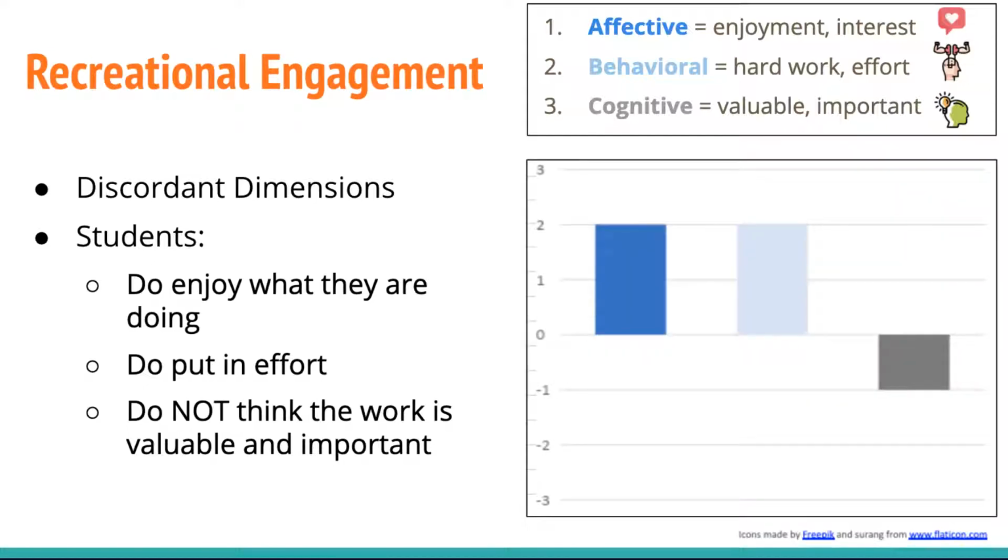Then we have recreational engagement, where the affective and behavioral dimensions are higher and the cognitive dimension is lower. And so students are enjoying what they're doing, they're putting in effort, but they don't find the work valuable. And so we call this recreational because it seems like students are working and having fun, but they're missing that value piece.